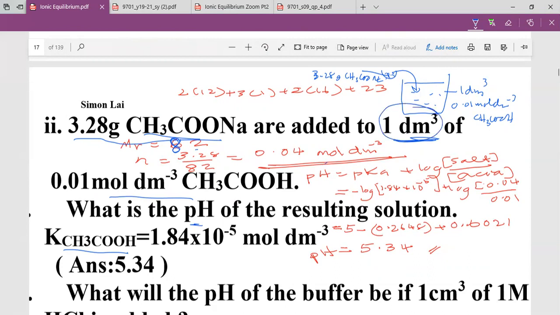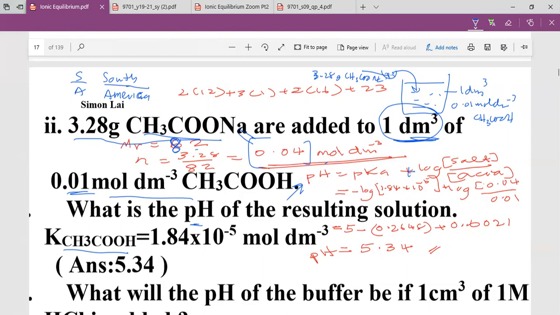So this is 1 dm cube, so this is the concentration of my salt. The concentration of my acid is this one here. So I can put down here, I use the formula. pH equals pKa plus log of salt over acid. SA, South America, I always say South America. This is how I remember it. Famous for what? For football, isn't it? South America. Positively South America. All right, easy.